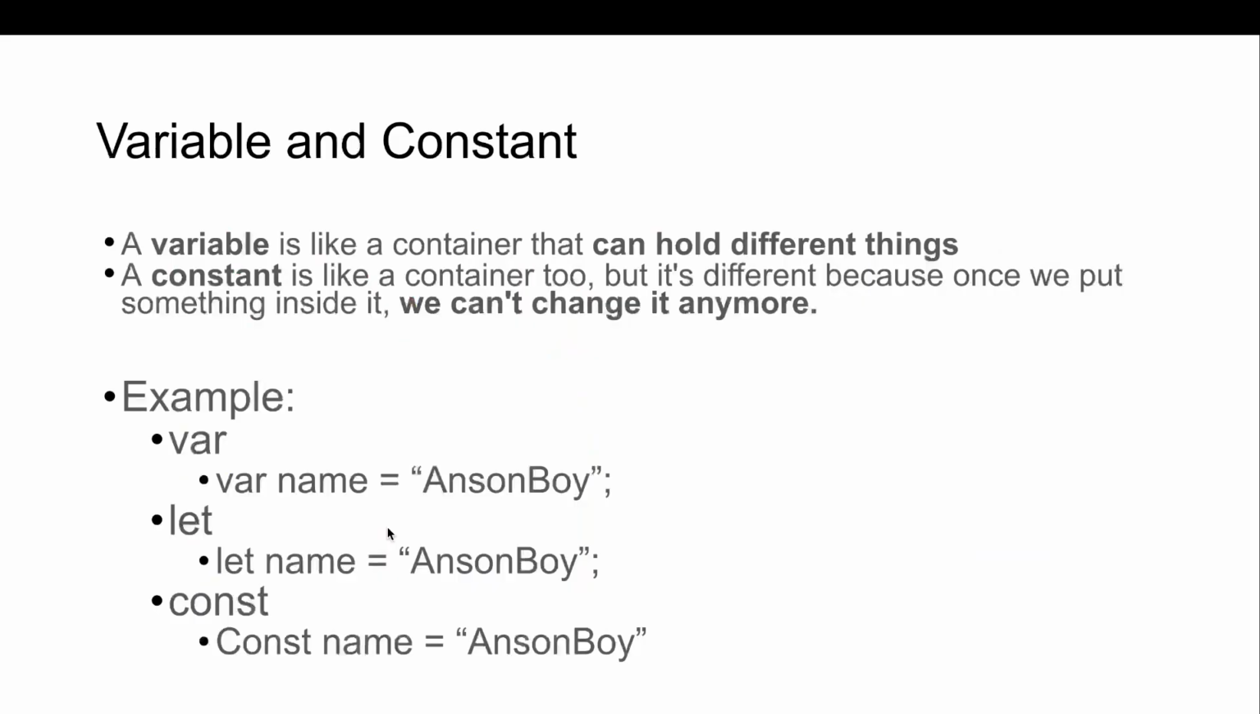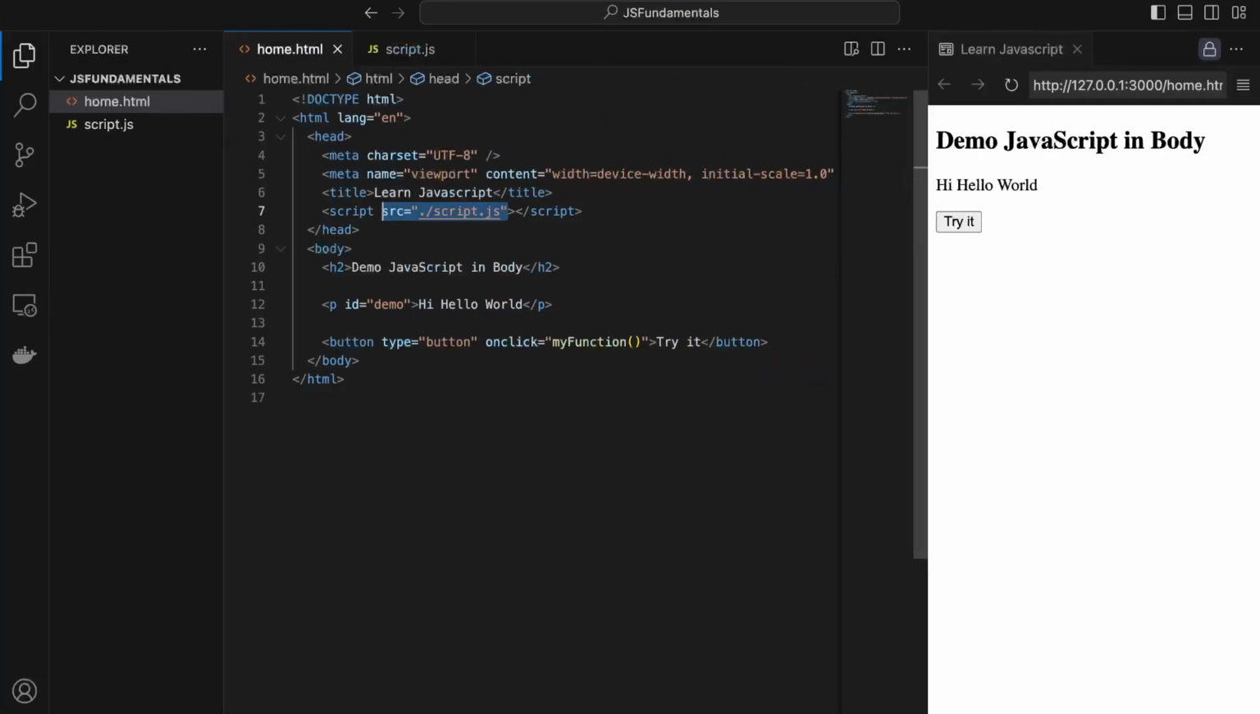So how do we declare a variable or a constant? There are two ways of writing variables, which is using var and let. But I would always recommend using let. That's the modern way of writing variables. And this is constant. Constant is fixed. Let me show you.